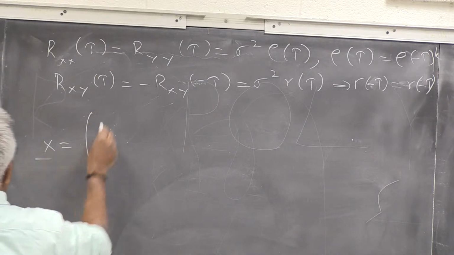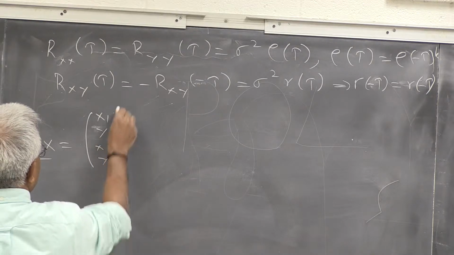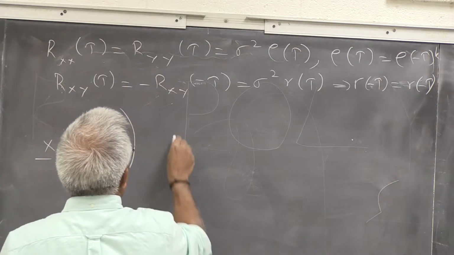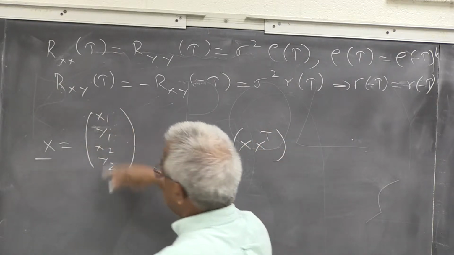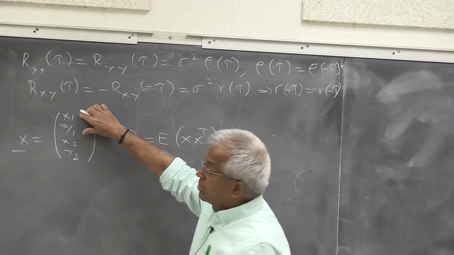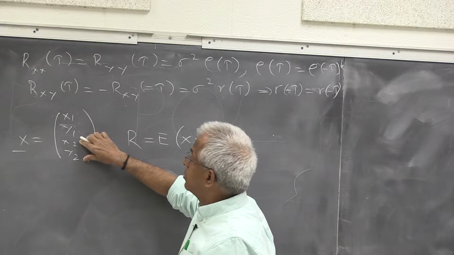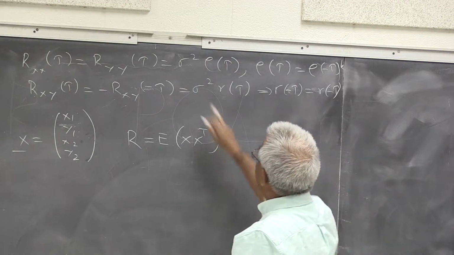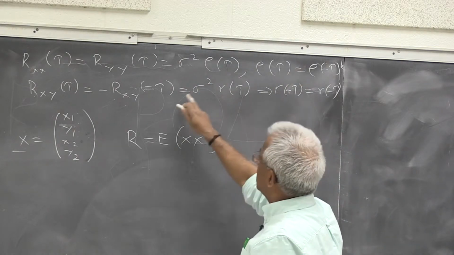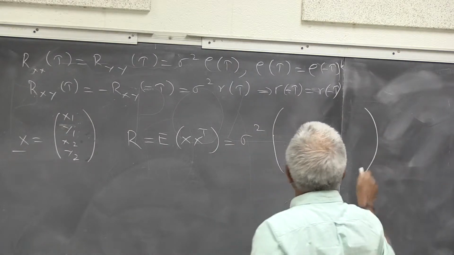We have 4 random variables here, x1, y1, x2, y2. So we want the autocorrelation function, the expected value of x x transpose. Notice that this corresponds to time instant t1, and this corresponds to a later time t plus tau, or t2. And everything is real random variables. You can use these functions to compute the autocorrelation function, which will turn out to be, I'll write it down here.